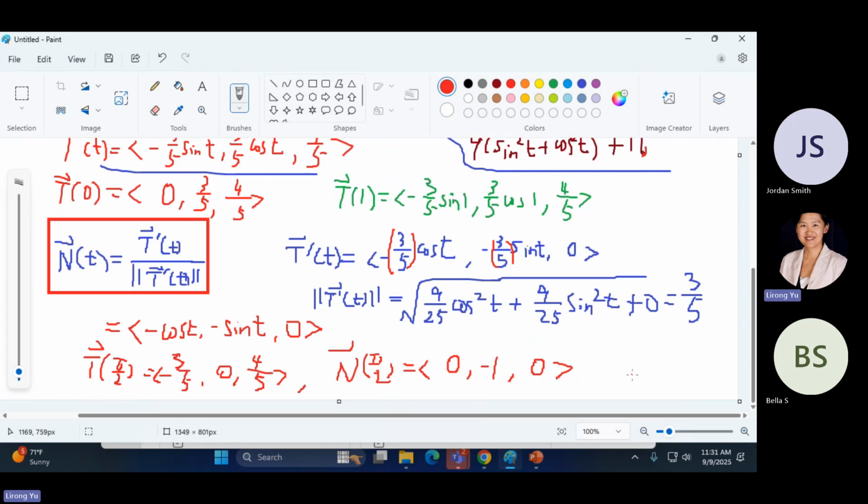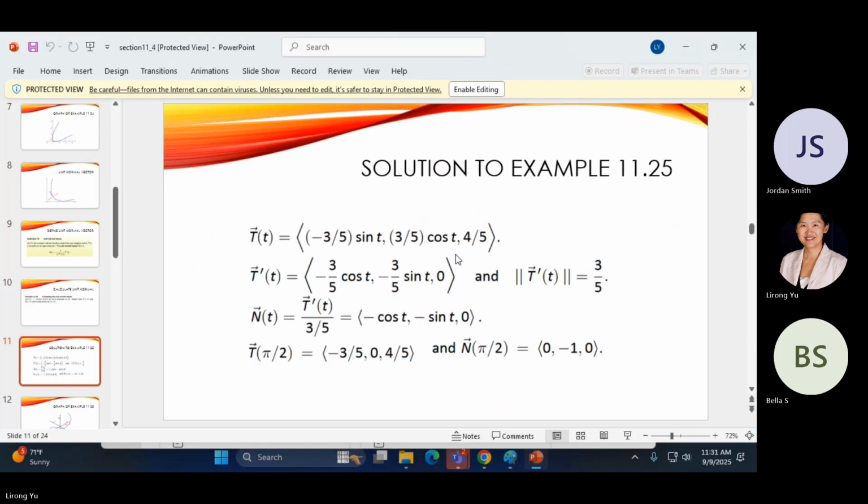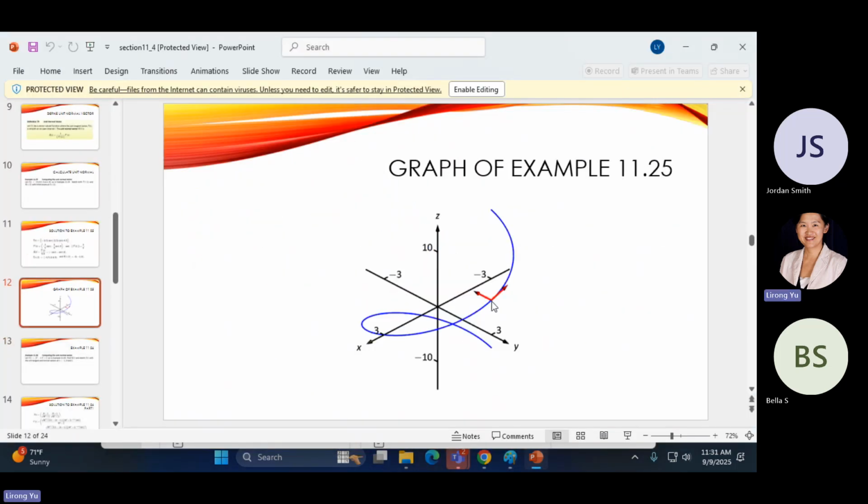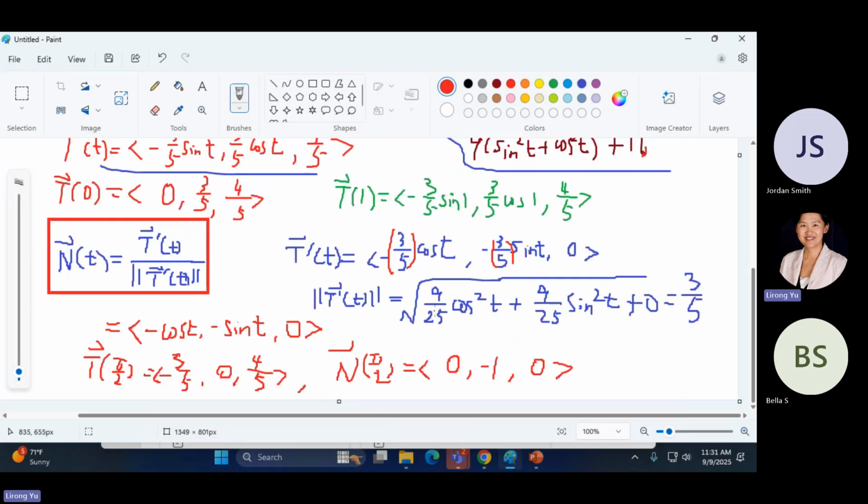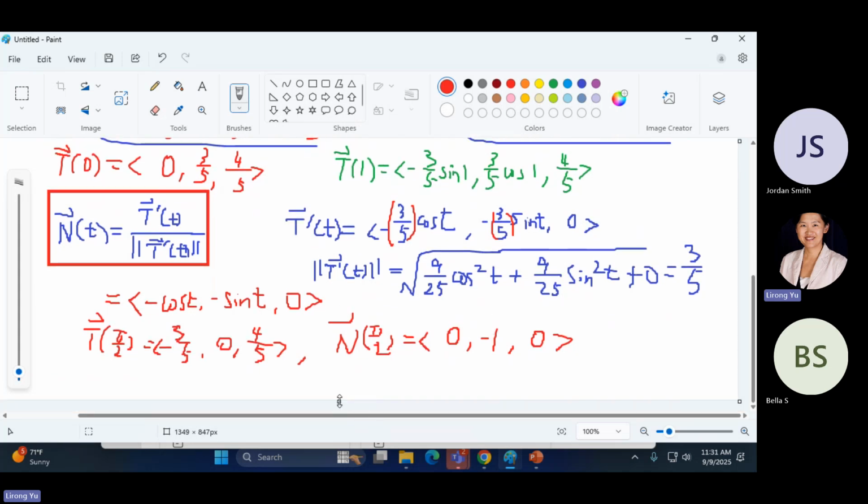The graphing part is difficult. That's the graphing part, at pi over 2, to graph the two-dimensional vectors.